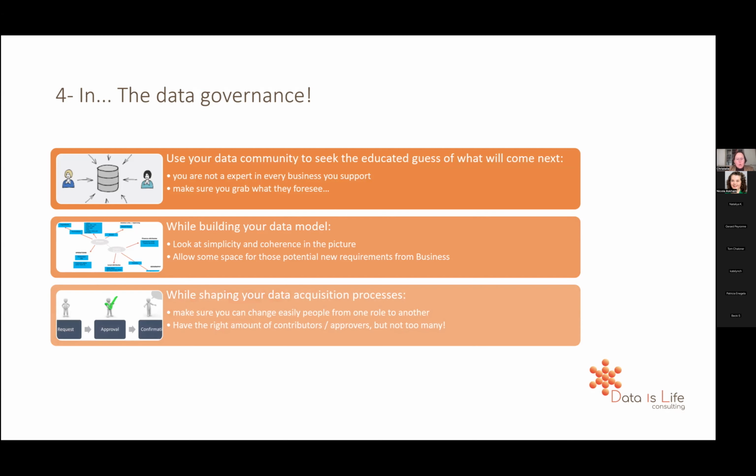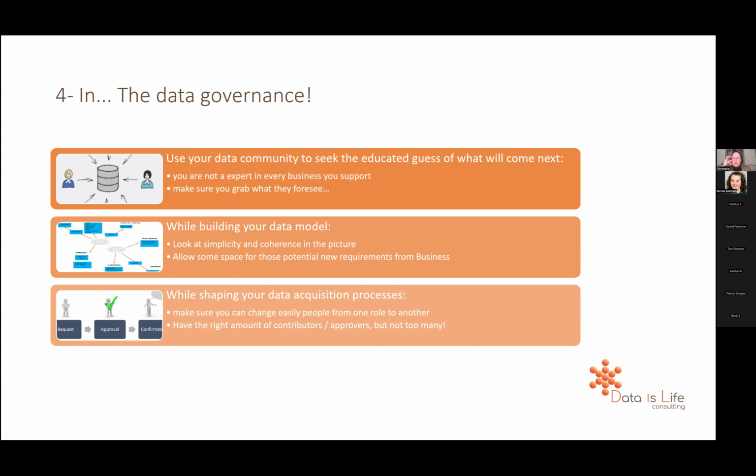The third one is while you're shaping your data acquisition processes. Same thing, make it as simple as possible. Sometimes it can take up to 15 steps, we know that. But when you're creating it, make sure that you can change people easily from one role to another. So we used to have a matrix that was easy to change.